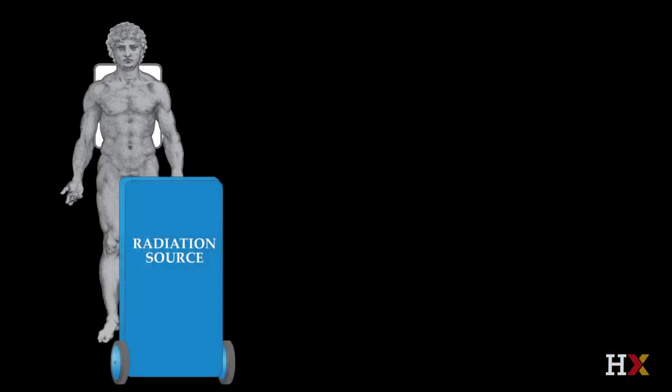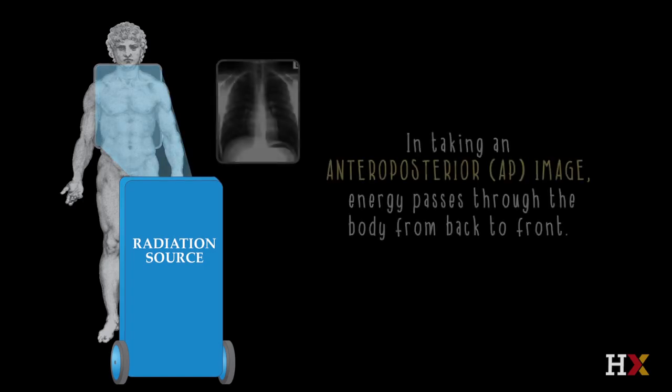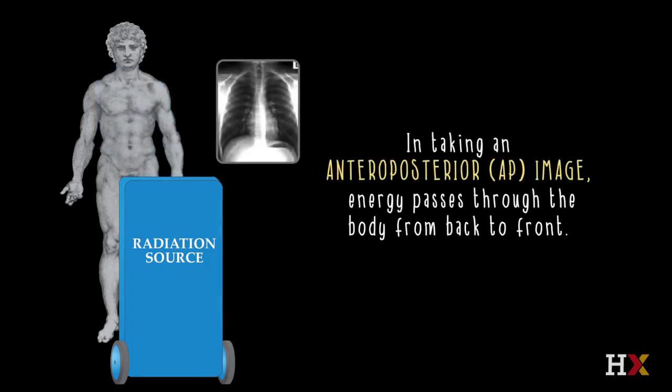So here we have a patient standing against the radiographic plate. Here's a very schematized radiation source. Here's the radiation beam passing through his body, exposing the photographic plate, and generating an image. Because the radiographic beam passed from front to back, the image generated is called an antero-posterior view.